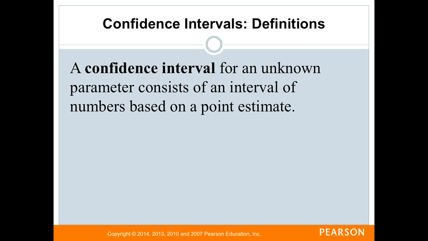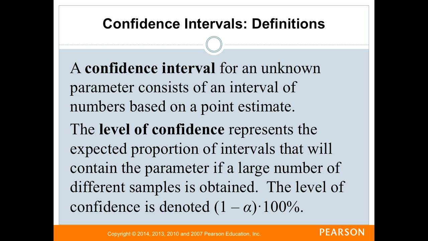So a confidence interval for an unknown parameter consists of an interval of numbers based on some point estimate, and the point estimate is the value of p hat that we just talked about. Now, we also always have a level of confidence associated with confidence intervals, and basically this represents the expected proportion of intervals that are going to contain the parameter if a large number of different samples is obtained. And this is typically denoted as 1 minus alpha, times 100%. You're going to want to get used to seeing this Greek letter alpha.